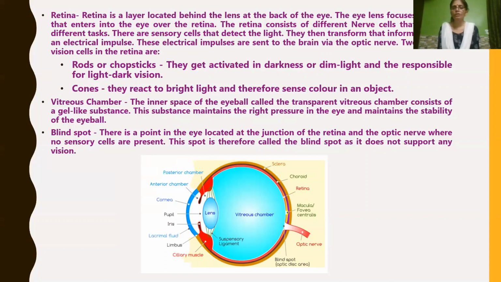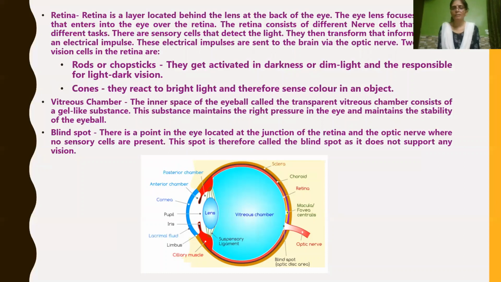And then coming to the vitreous chamber, the inner space of the eyeball, it is transparent. It is called the transparent vitreous chamber because it consists of a gel-like substance, and this substance maintains the right pressure in the eye and also maintains the stability of the eyeball. So what is the function of the vitreous chamber? Because of the gel-like substance present in it, it maintains the right pressure in the eye, and thus it maintains the stability of the eyeball.